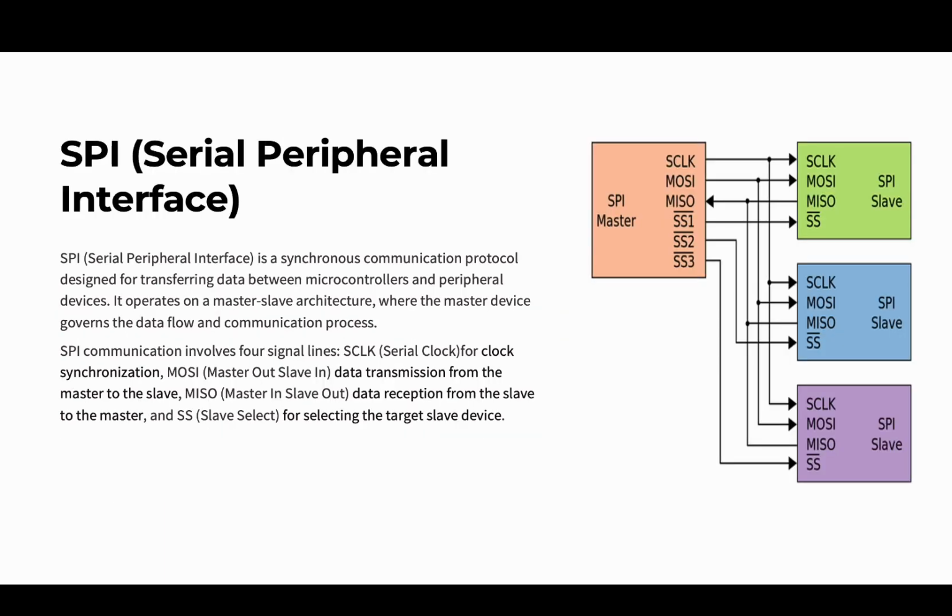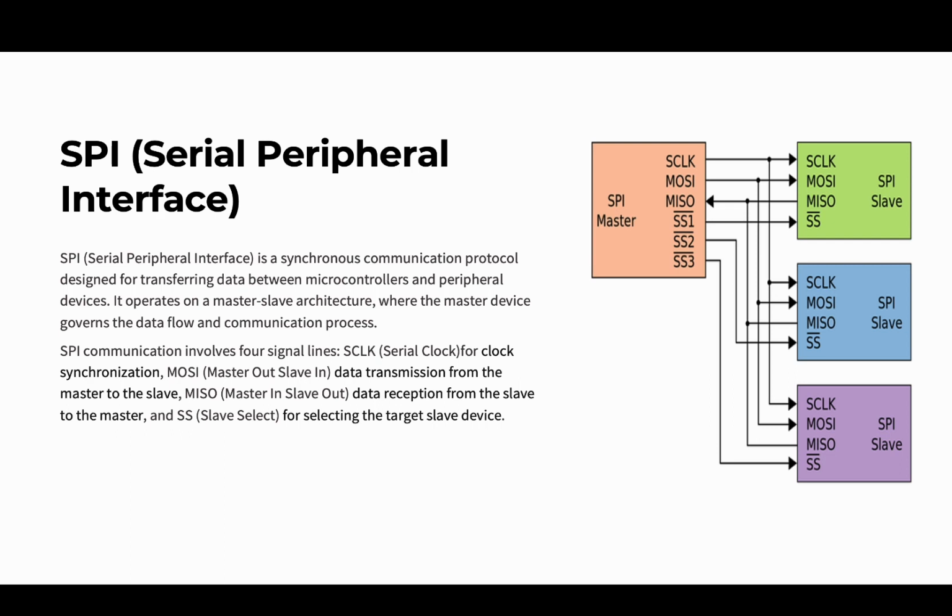Now we'll talk about SPI. It's serial peripheral interface. SPI is designed for transferring the data between microcontrollers and peripheral devices. This is based on the master-slave architecture, where the master device governs the data flow and the communication process. So the SPI communication has 4 signal lines.